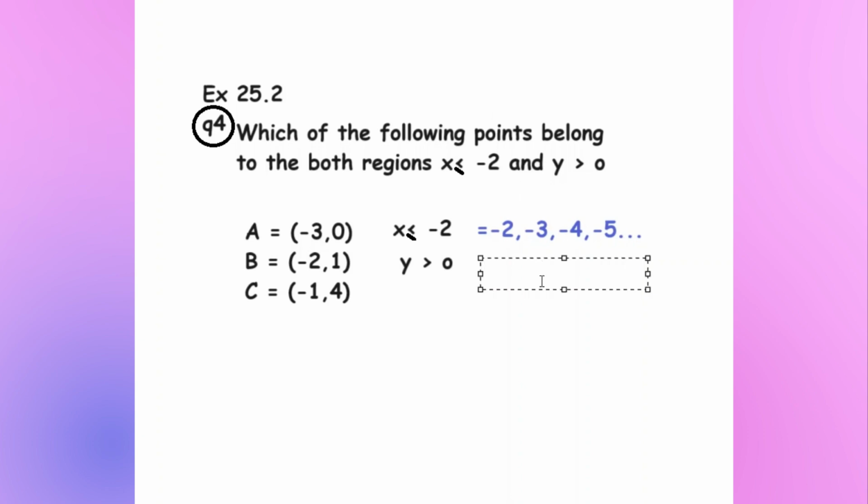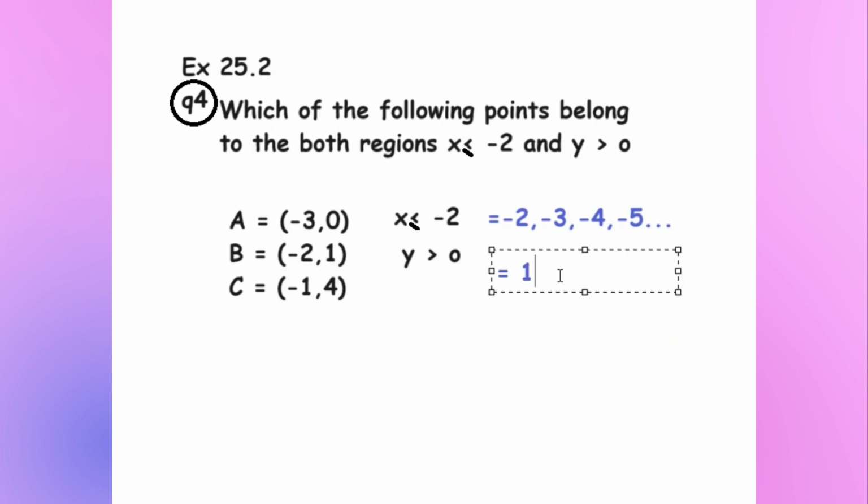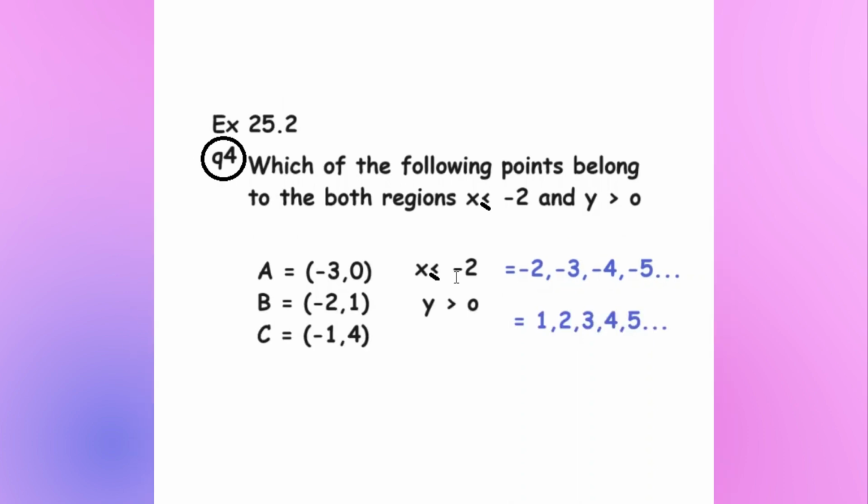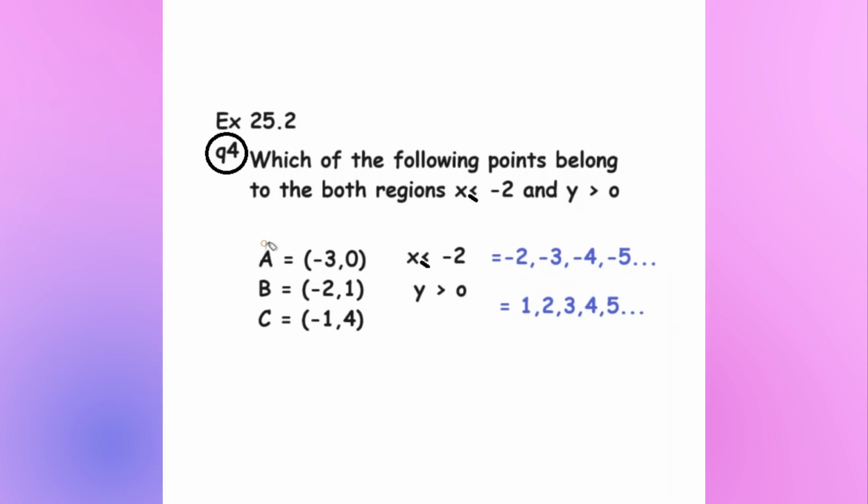Then write the values of y which are greater than 0. So it's 1, 2, 3, all positive numbers like this. Now we have to see the combination of these numbers as A, B, C coordinates. Okay, first one, minus 3 and 0. You can see 0 is not in the y range, so A does not come there.